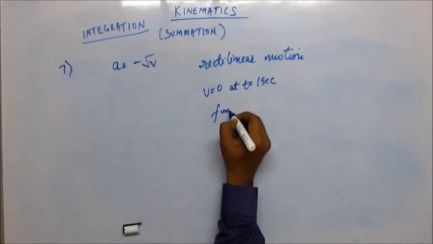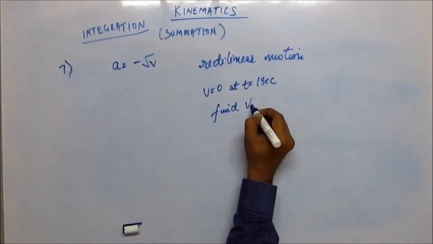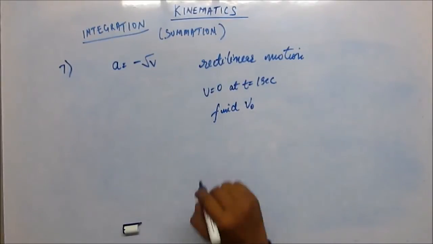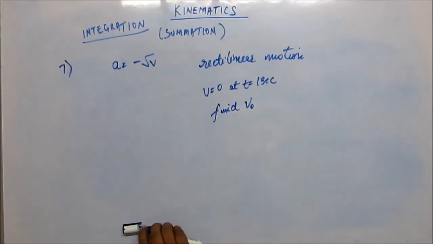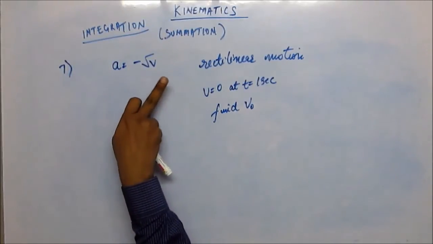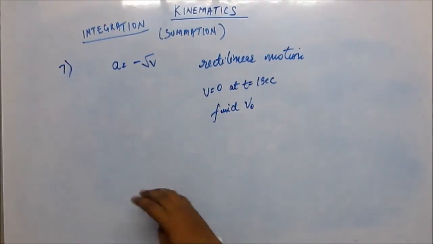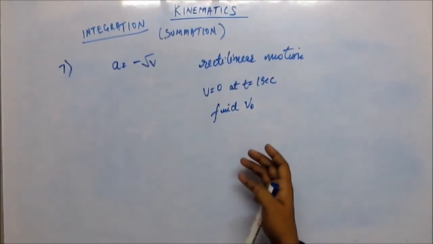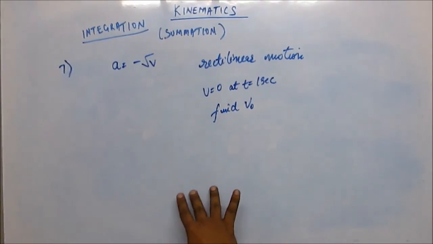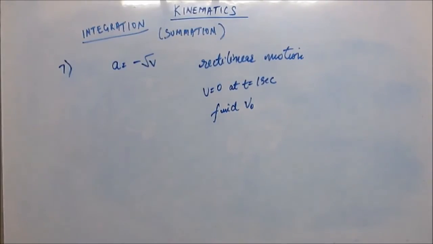What we have to find is v0, the initial velocity of the body with which it started, because it should have some initial velocity. Otherwise, if initial velocity is 0, then the acceleration will be 0. If acceleration is 0, then there is no further increase in velocity and the velocity will remain 0. So initially there was some velocity that we have to find.